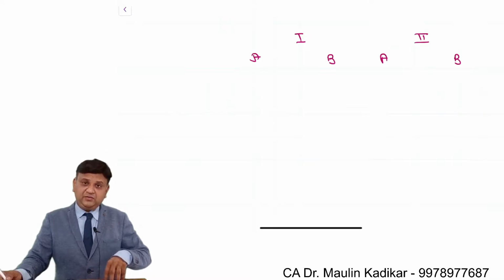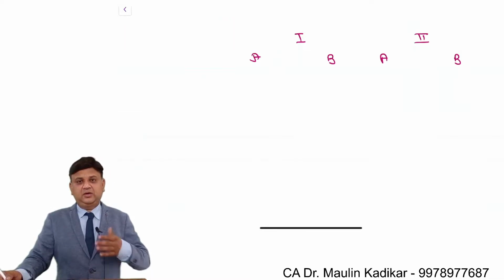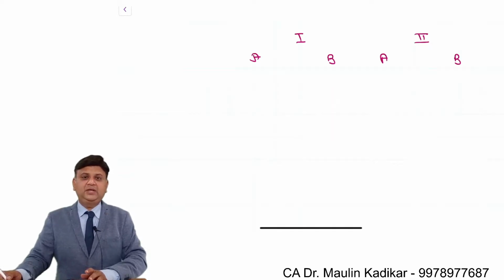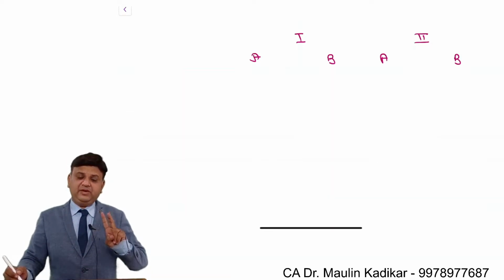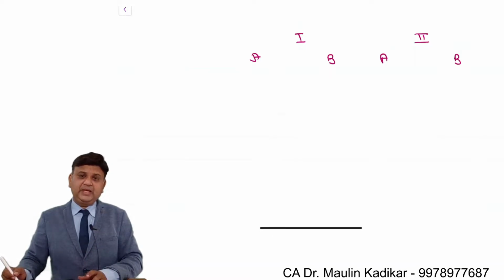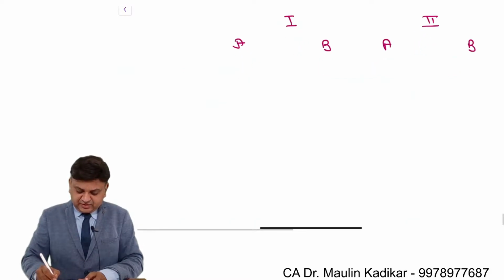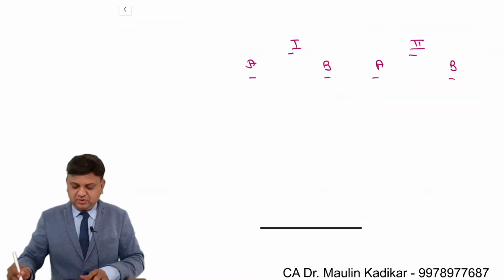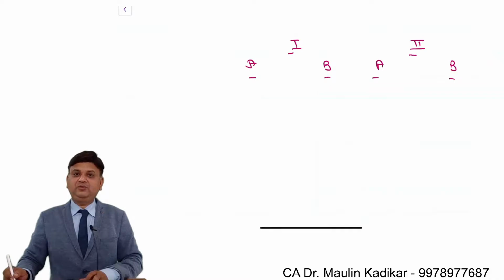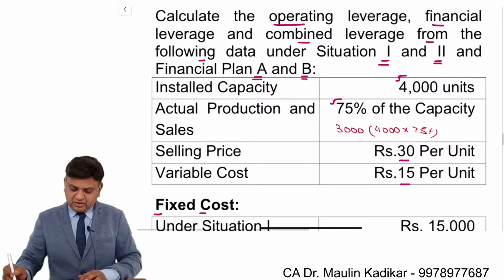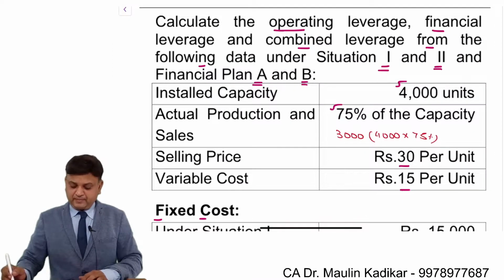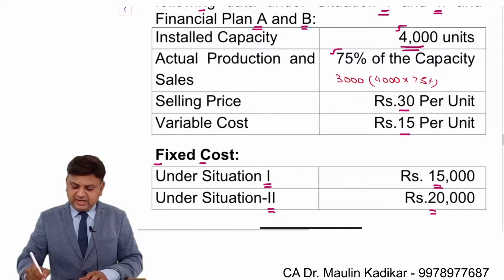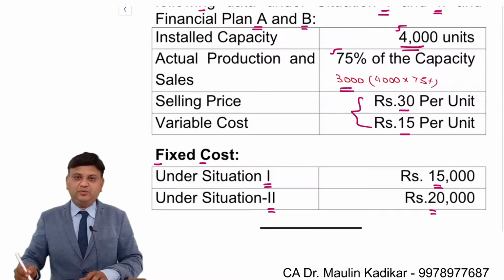DOL, DFL and DCL. For all the leverage calculation, sales is going to remain same, variable cost is going to remain same, so of course the contribution will remain same. There is a variation in the fixed cost and in the capital structure. So taking that into account, we first prepare a small working note for calculation of the contribution, using the number of units and contribution per unit.